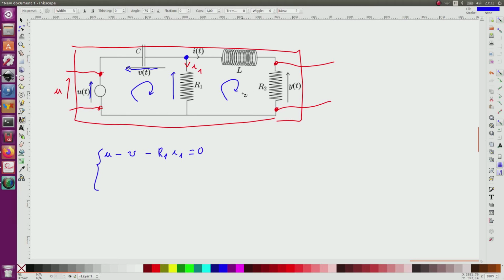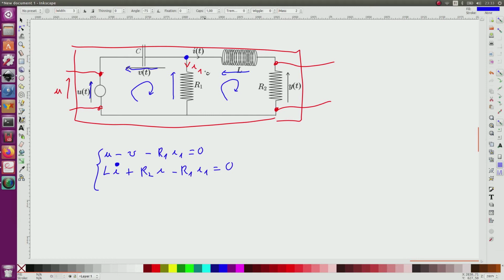Now I take the other loop, this one, and I will do the same. I will start here, and I will get like this, L, the derivative of E with respect to time, so I put a big dot like this to say that it is a derivative, plus R2 E, this one, minus R1 I1, and this should be equal to 0.